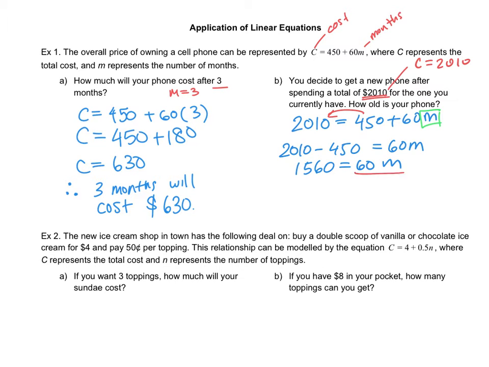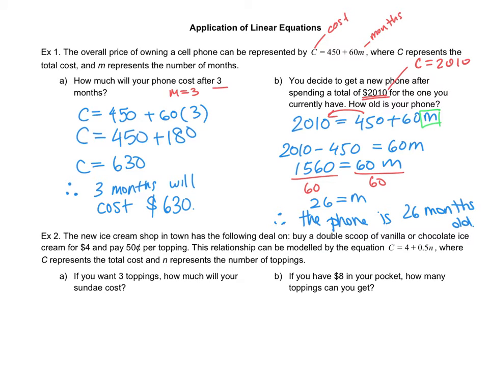And to isolate for M, we have to get rid of 60. The opposite of multiplication is division. And we do that to both sides to get a total of 26 for M. And now maybe by now you've forgotten what the question was, but it's how old is your phone? So therefore, the phone is 26 months old.